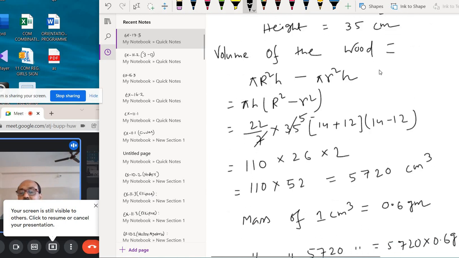And you have to remember this formula, okay? Because we know the volume of a cylinder is pi r square h, and here for a pipe, there are different outer and inner radii. So pi into capital R square h minus pi into small r square h.